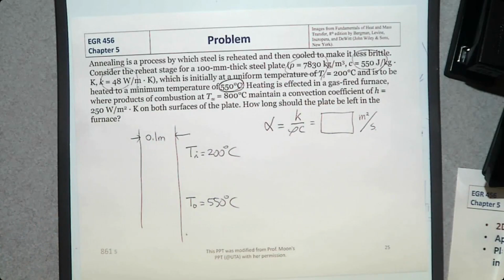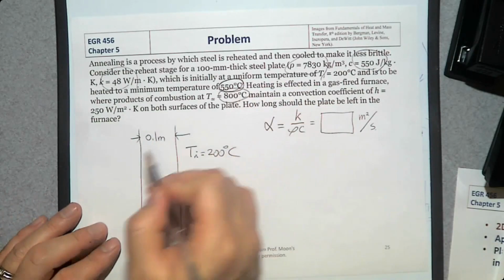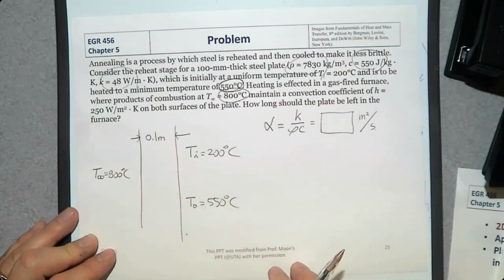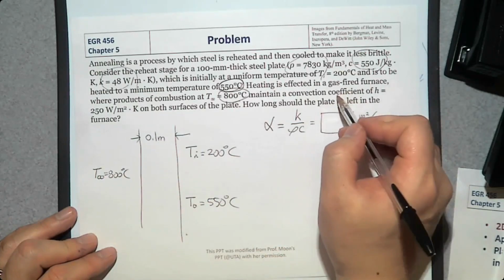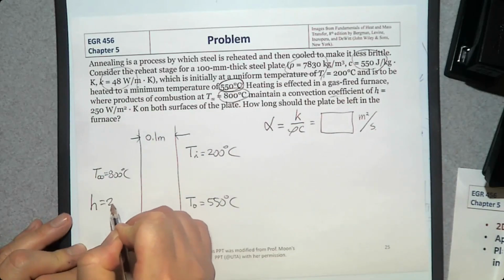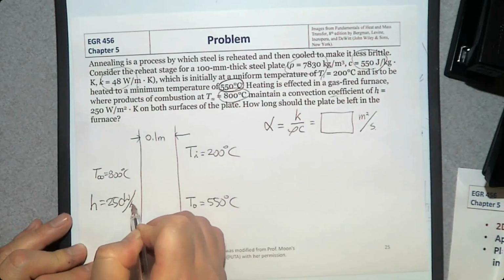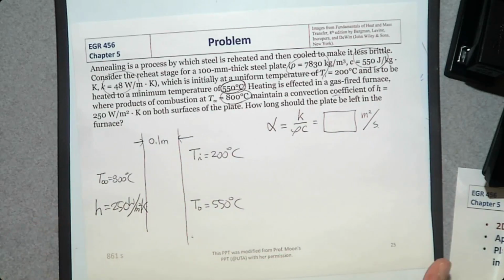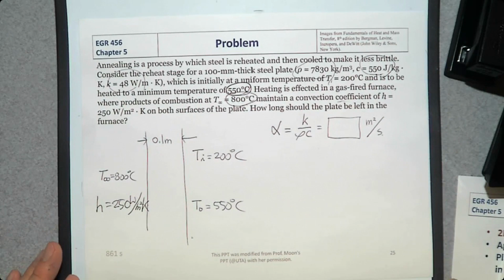And what about the surrounding fluid temperature? 800. T infinite is 800 degrees Celsius. We have a convection heat transfer coefficient H, which is 250 watt per meter square Kelvin. And how long should the plate be left in the furnace?